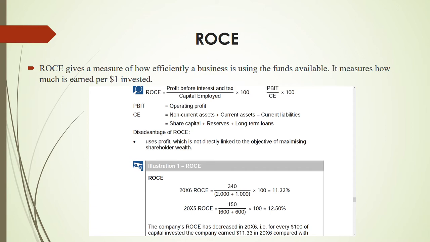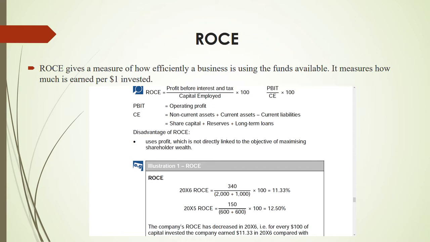Or the other way, which is much easier and quicker, you can test yourself and see that both will give you the same answer. The next line, the third line, is share capital plus reserves plus long-term loans. Your long-term loans are your non-current liabilities. All non-current liabilities need to be added to share capital and reserves. That will give you capital employed. So either the first or the second will give you the same capital employed. Don't worry which one you take.